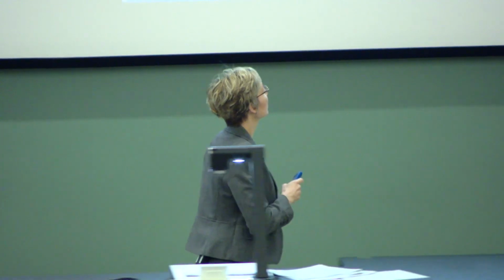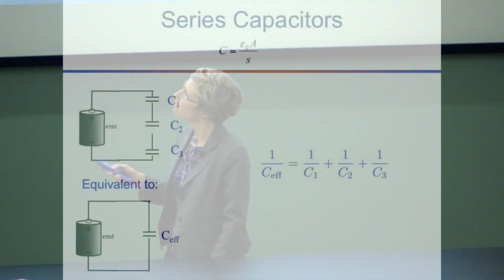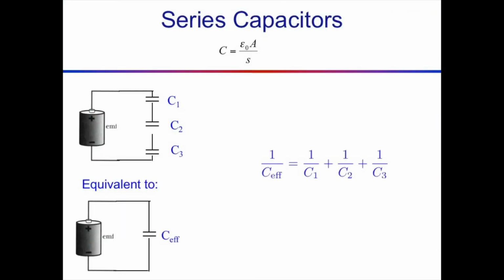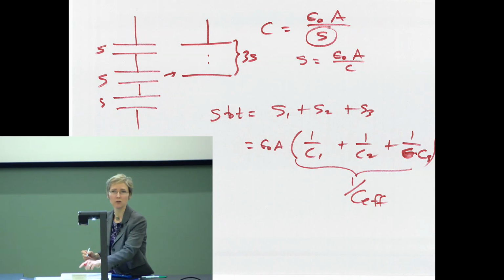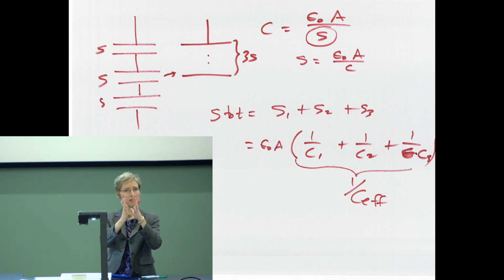All right. Now, series capacitors are going to look a little bit different. We can also get that again from the equation for the capacitance. So let me think about these guys that are in series. If we think in terms of the capacitances being proportional to 1 over S. So this S, remember, is the distance between the 2 plates in the capacitor.